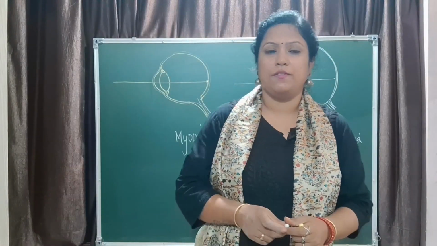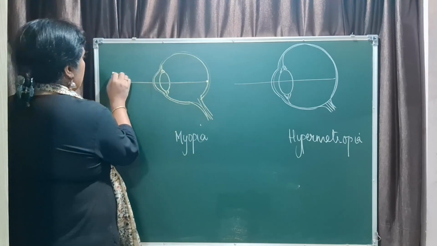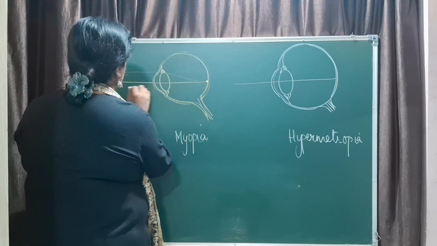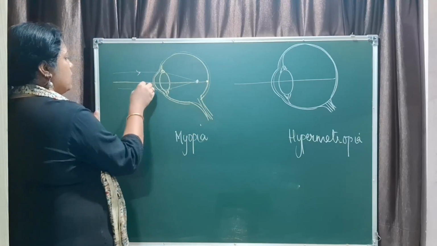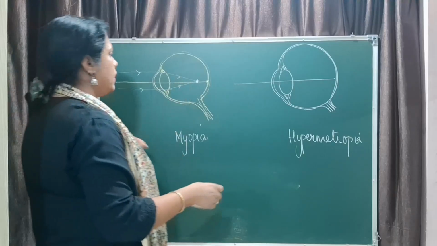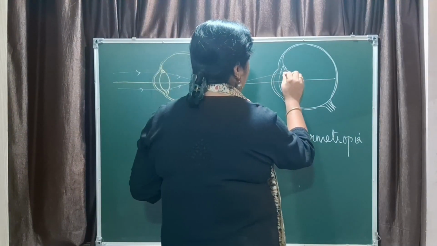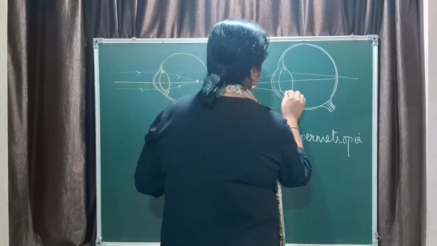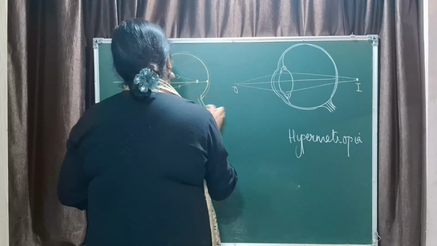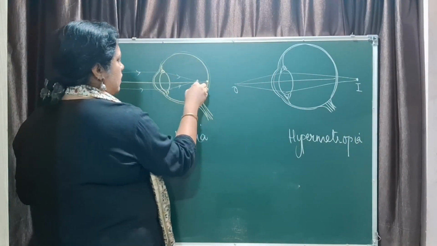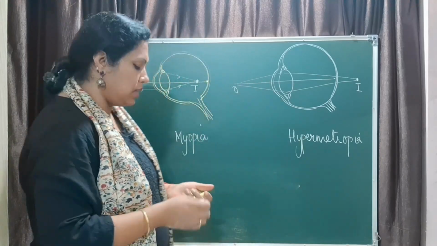Yes, so let us talk about the defects. In the general case, when a person is suffering from myopia, the image which is formed is in front of the retina. Okay, this is the normal myopia case. In the case of hypermetropia, the image is formed beyond the retina. So here is the object, and here is the image. In both cases the person will not be able to see things clearly.